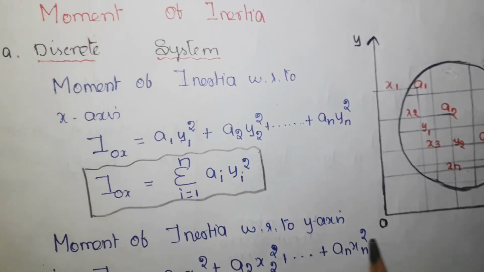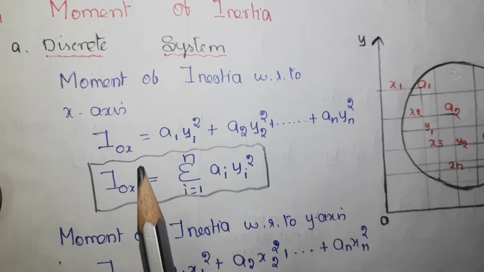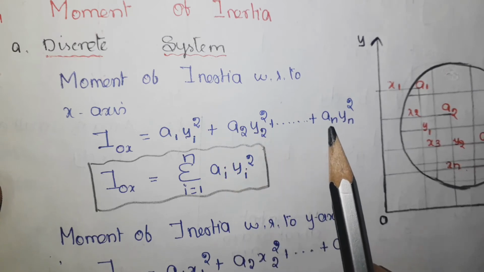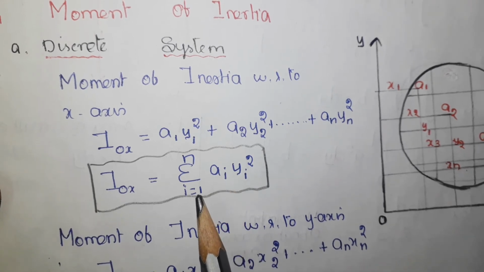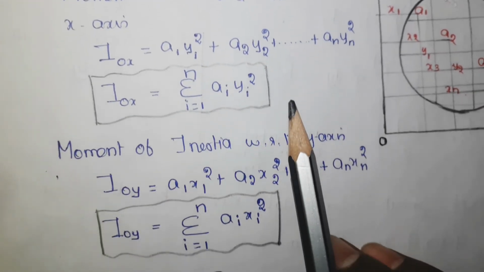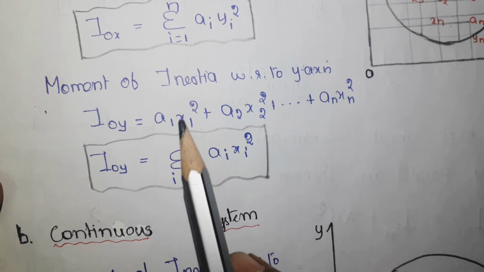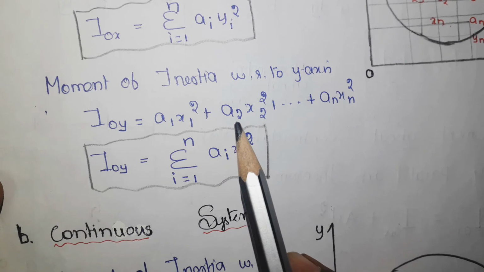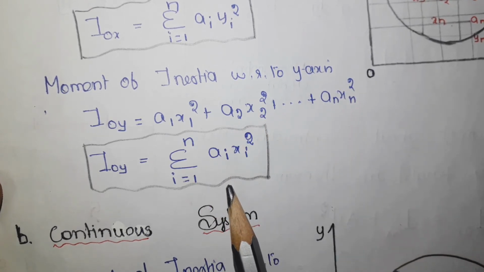Now to find the moment of inertia with respect to x axis, here is the formula: a1 into y1 square plus a2 into y2 square and up to an yn square. In simple form it is written as summation of i from 1 to n of ai into yi square. Similarly, here the same formula, but in place of y, x is used: a1 x1 square plus a2 x2 square plus up to an xn square, and upon simplification this will become like this.